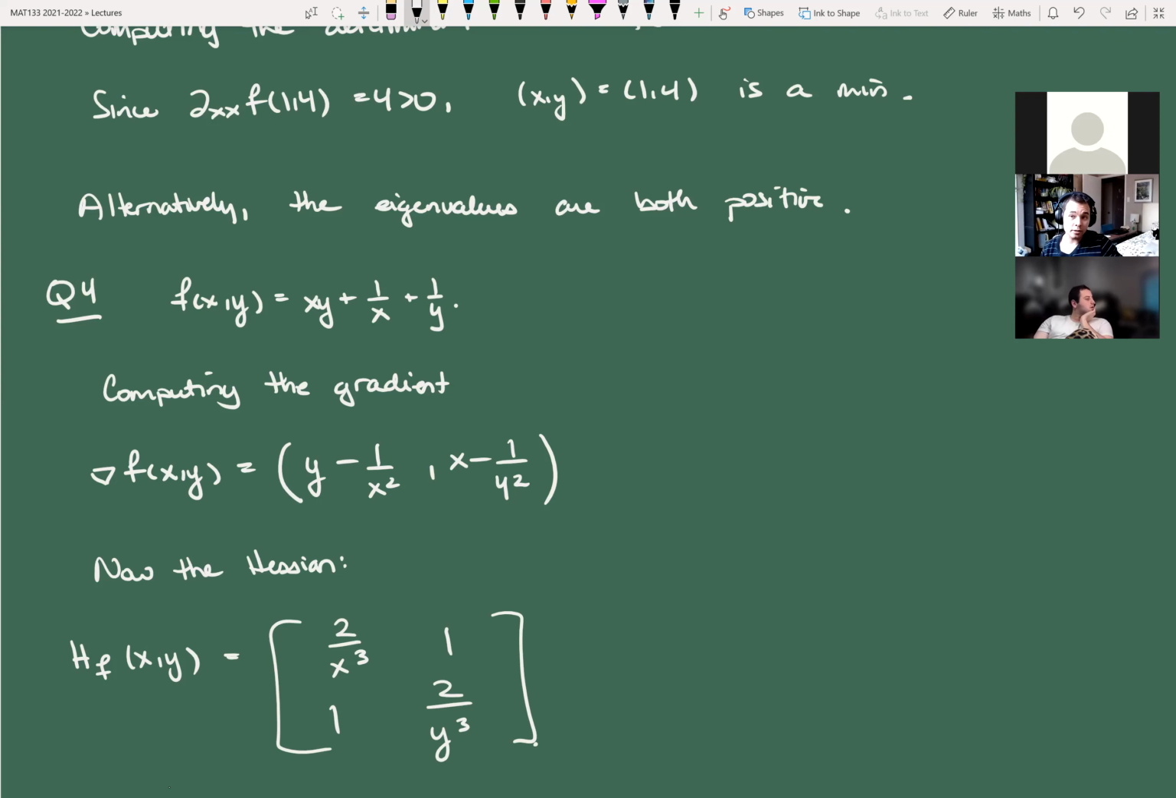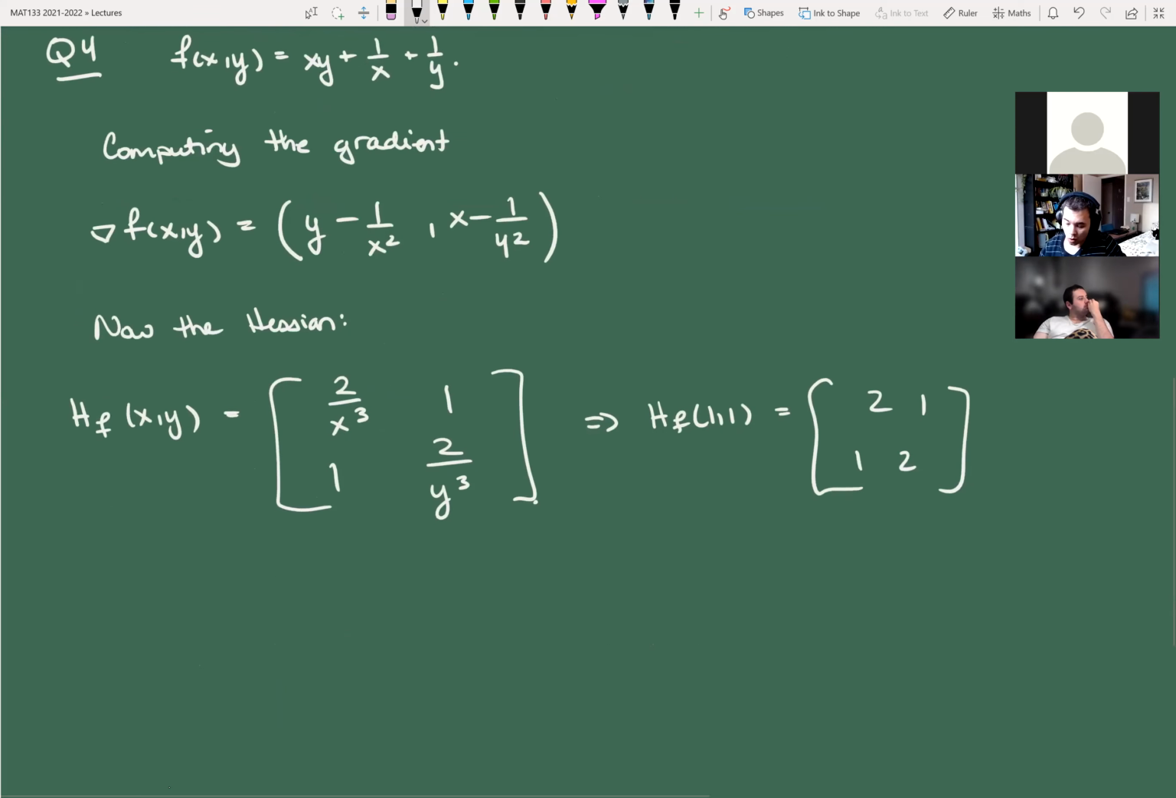Now, this Hessian applies for all points, but in this particular case, we're trying to classify the critical point 1, 1. So we're going to plug 1, 1 into this function. That gives us 2, 1, 1, 2. That's a really nice thing. And again, you can compute the eigenvalues of this if you want, or we can apply our test where we compute the determinant and determine if it's positive or negative.